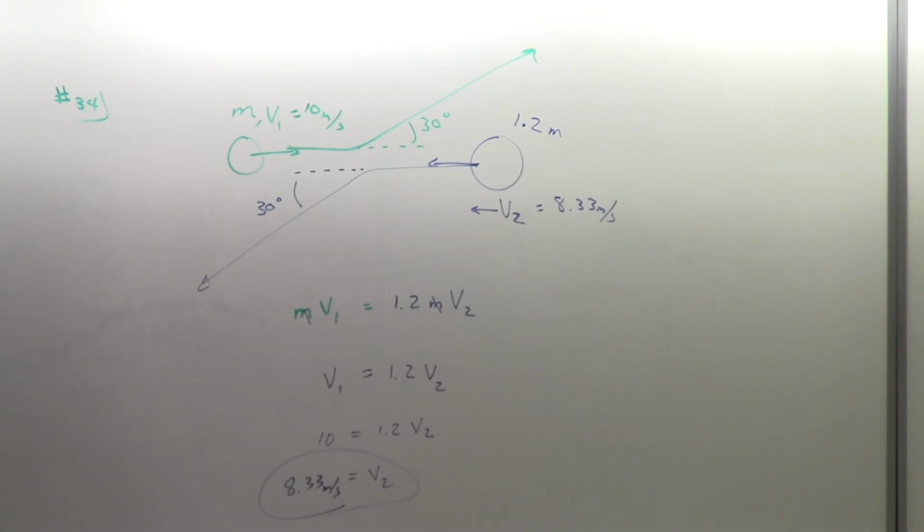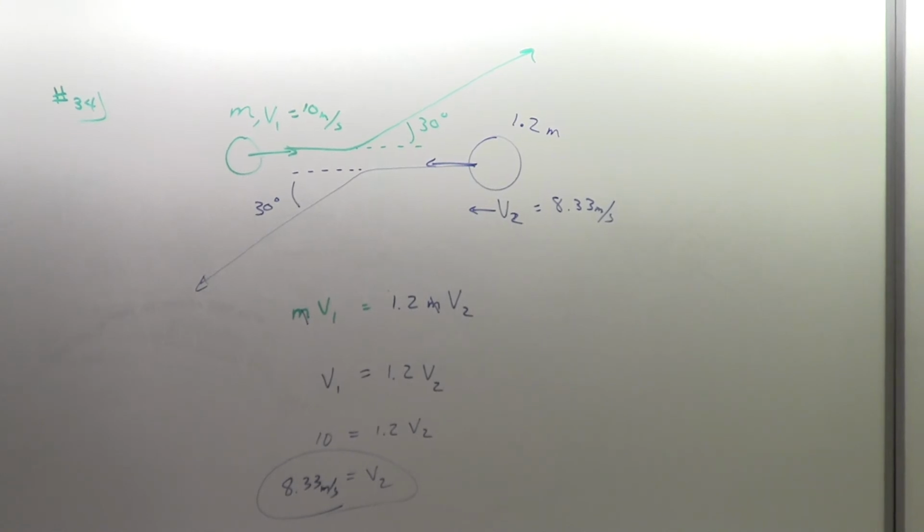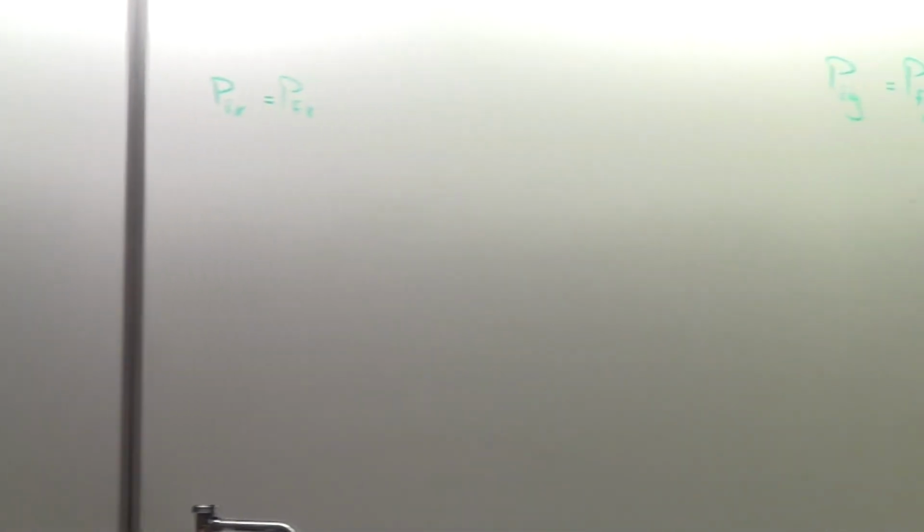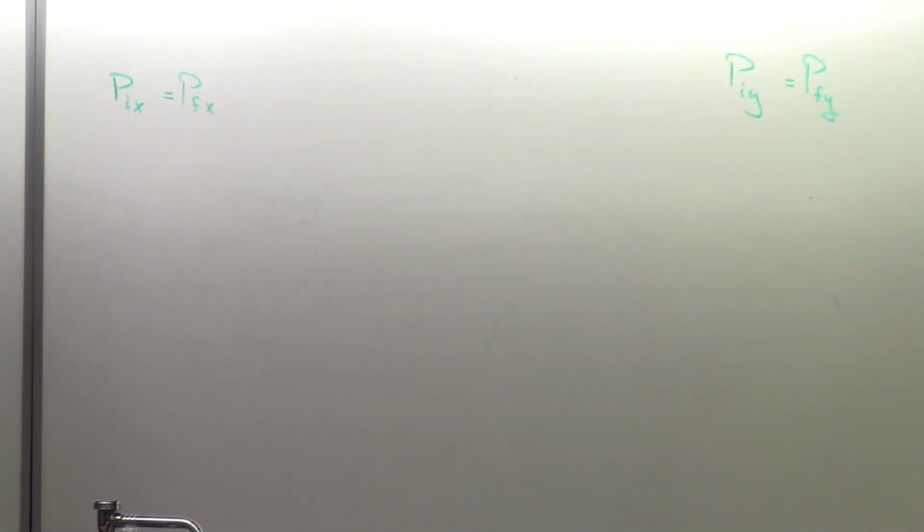I would have initial momentum in the x direction is equal to final momentum in the x direction. And initial momentum in the y direction is equal to final momentum in the y direction. And so there's the momentum pieces of this chapter. But also the energy part of it comes into play.